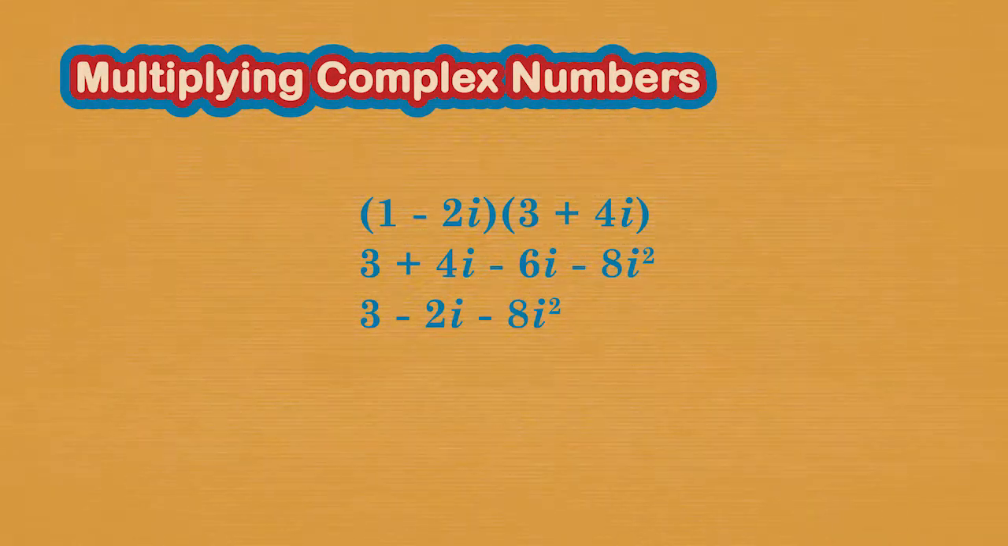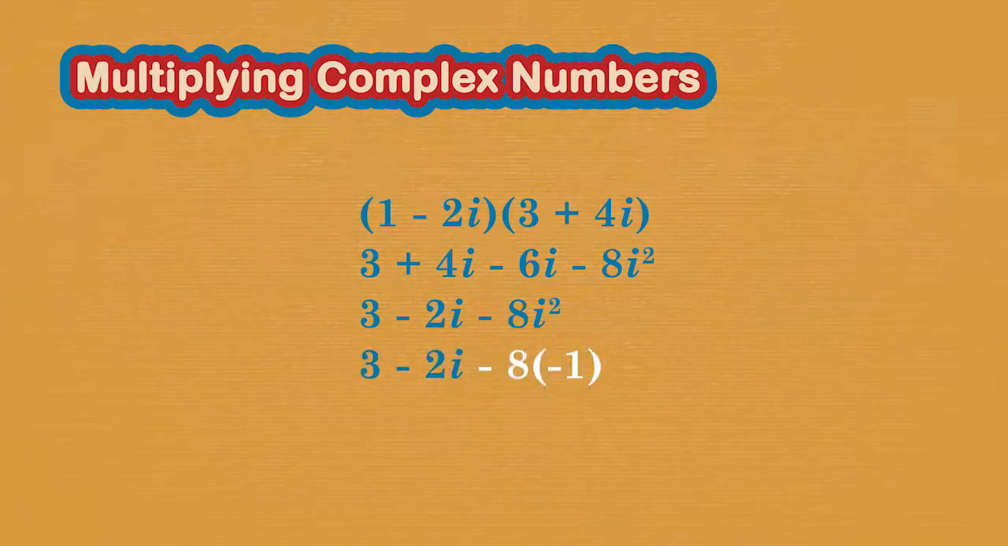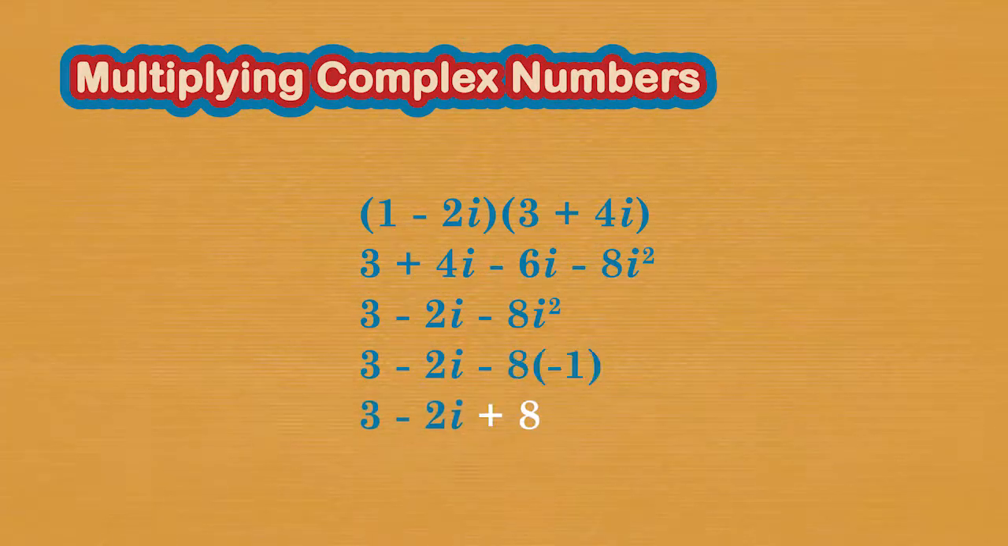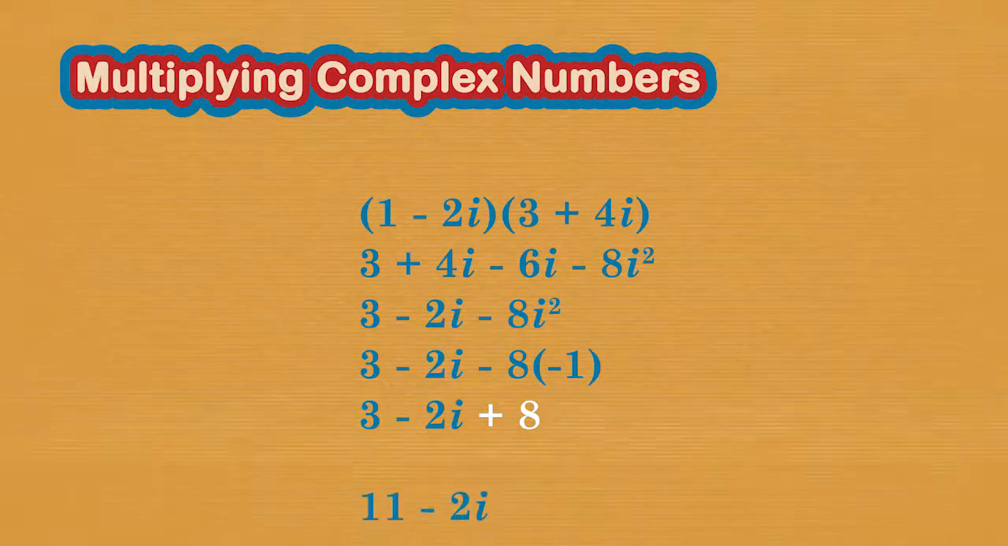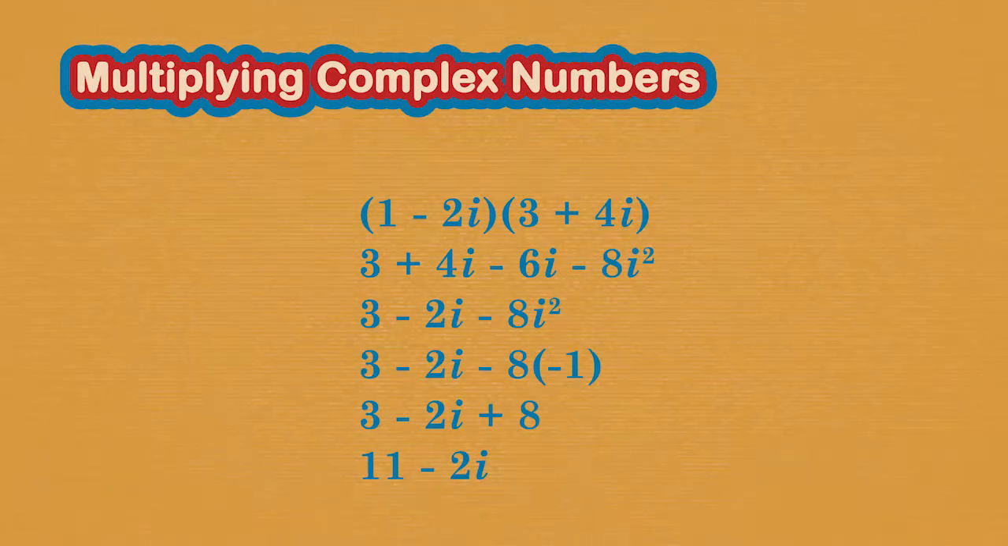Before proceeding, it is important to notice i squared. i squared equals -1, which means -8i squared is equivalent to -8 times -1, which equals +8. If you proceed, you can now simplify this problem to 11 minus 2i.